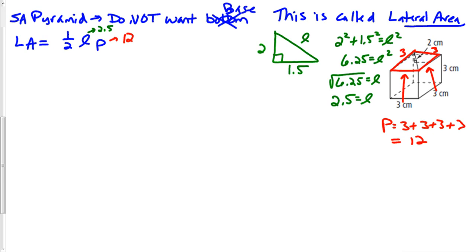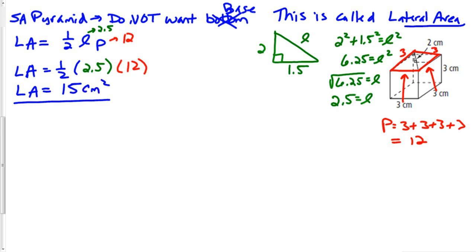So we can go ahead now and find the lateral area of my pyramid. I have 1/2 times 2.5 times 12. Sorry, I'm not using my colors. I can pick up my calculator and work this out. This gives me a lateral area of 15, I believe, centimeters squared.